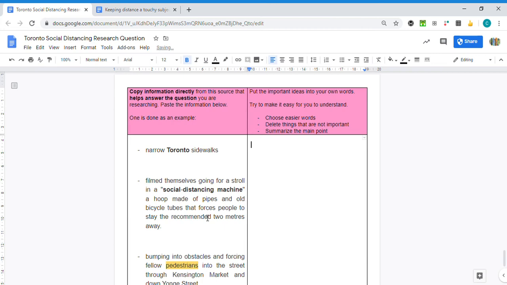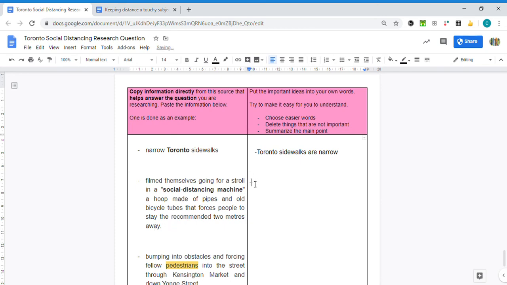So in this case, I'm going to turn it into my own words. So narrow Toronto sidewalks. That one is not really hard to change because there's not a lot of information, but I'll say Toronto sidewalks are narrow. There. Great. Notice that I'm keeping it kind of on the same line as what I did on this side so that it's really easy for me to compare. Now I'm going to go down to this one. I said, film themselves going for a stroll in a social distancing machine, a hoop made of pipes and old bicycle tubes that forces people to stay the recommended 2 meters away.